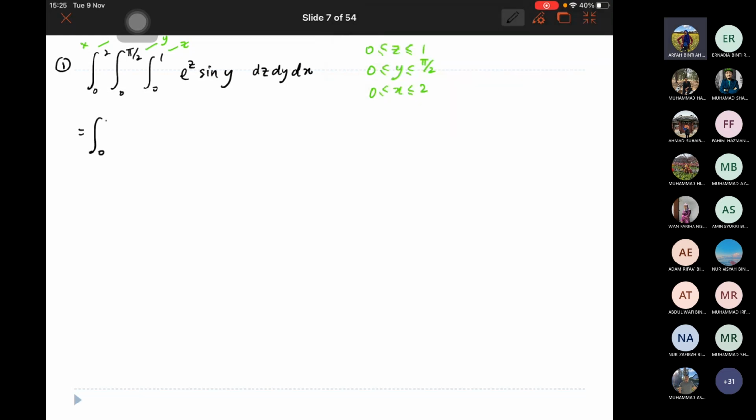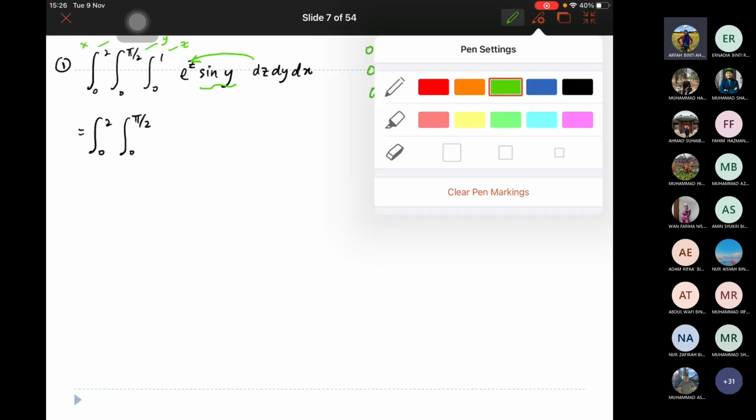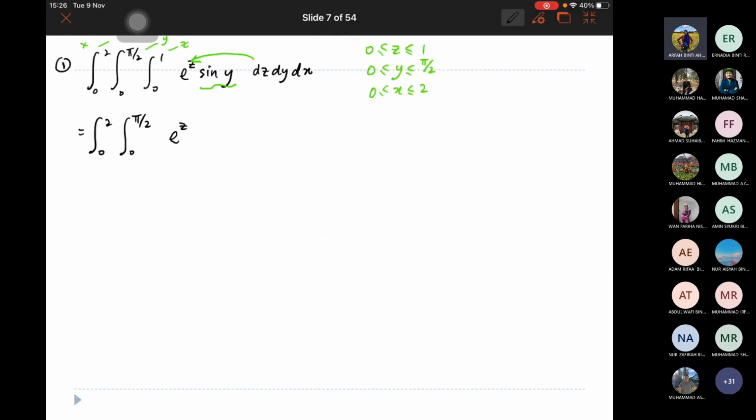So equal to integration from 0 until 2, 0 until pi per 2, exponential of z. So kita akan assume yang ini je yang kita nak integrate. So yang sin y tu awak akan assume sebagai constant. Integrate exponential, still akan produce the same answer. So exponential z sin y biar je sebab kita assume dia sebagai constant, 0, 1 dy dx. Okay. So z ni yang awak gantikan dengan 1 dan gantikan juga z ni dengan 0.